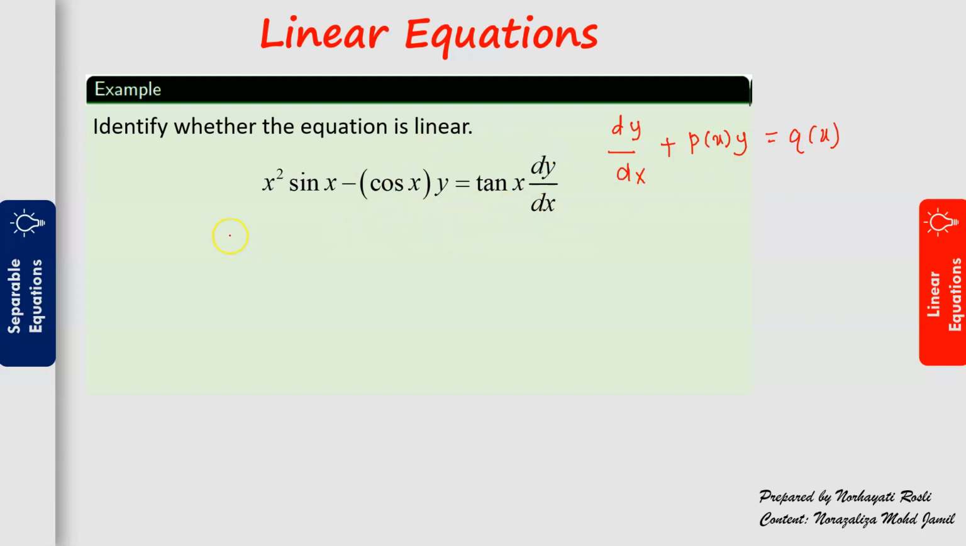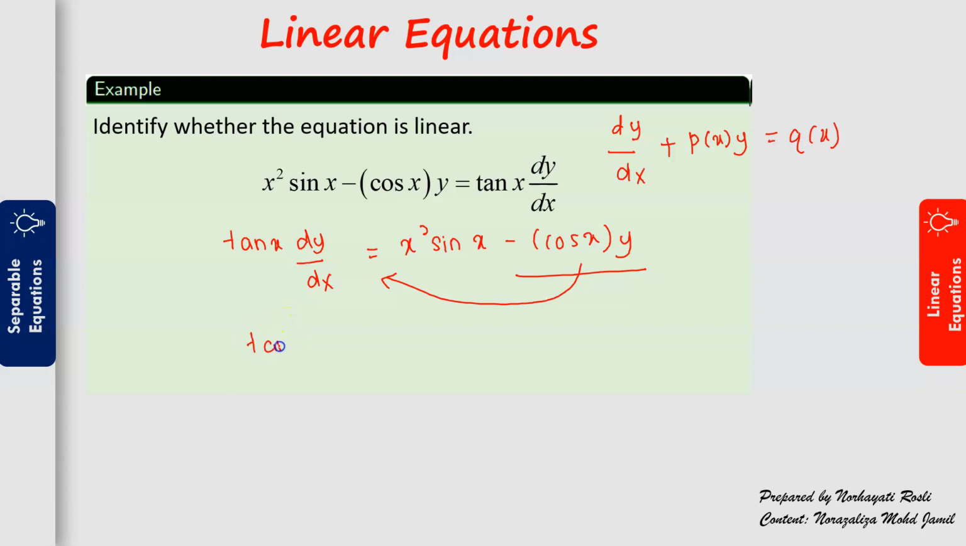I can rearrange this equation. I will have here tan x dy/dx equal to x squared sin x minus cos x multiplied by y. And then this term, actually it is in terms of some function of x multiplied with y, so I can move to this side. I will have here tan x dy/dx plus cos x y equal to x squared sin x.